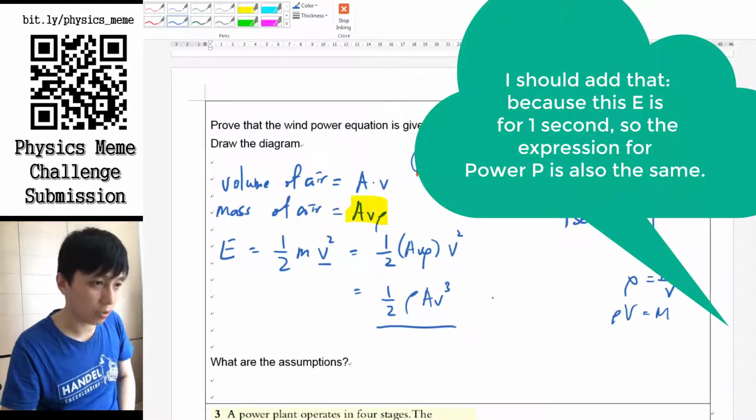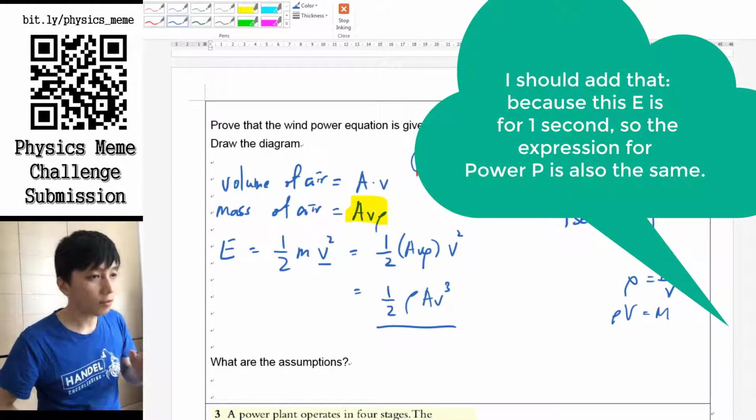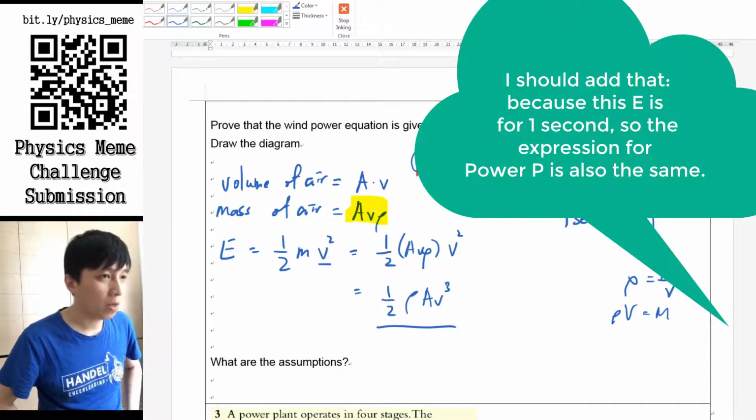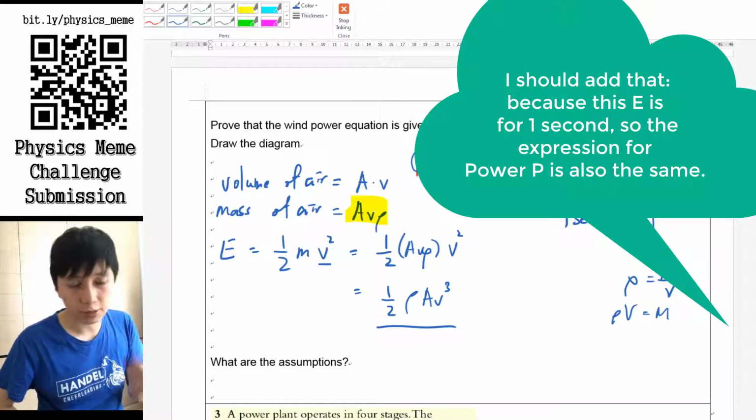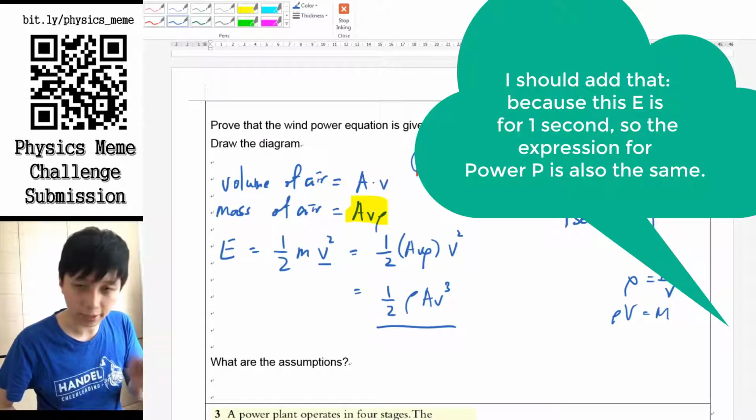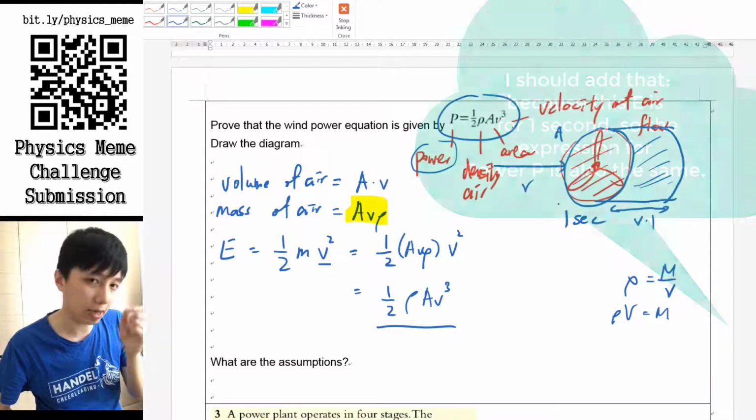Okay, so this is how you can prove the equation. Very simple but quite interesting. One thing, however, is when you try to use this equation, and this is the reason why I want you to derive it, you have to pay attention to its assumptions.